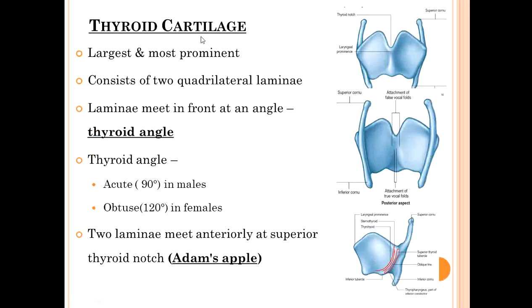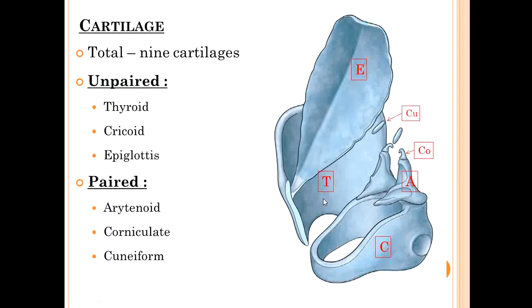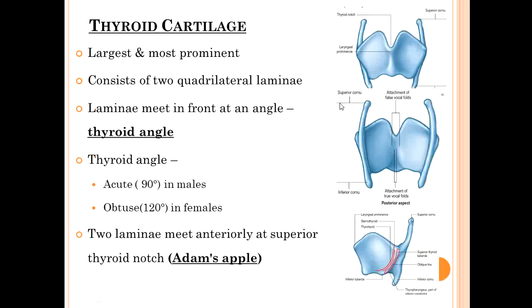Okay. Then the first one is the largest cartilage. What you are able to see here is the thyroid cartilage. You see here this half section of thyroid cartilage, and this is the epiglottis. So thyroid cartilage is the largest and most prominent. It consists of 2 quadrilateral laminae. Here is one and here is another lamina, and these laminae are meeting here at the thyroid angle.